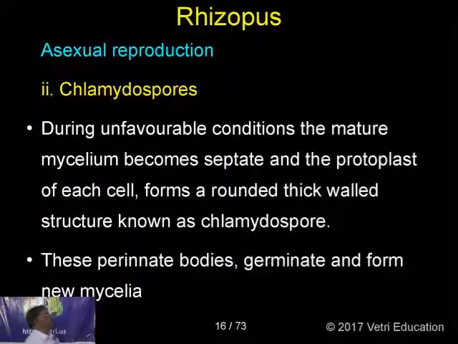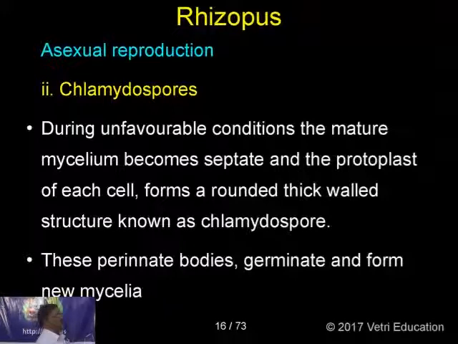Another way of asexual reproduction is by the chlamydospores. The other day I told you already, the chlamydospores are thick-walled spores. During unfavorable conditions, the mature mycelium becomes septate. Actually it is a septate mycelium, but during the formation of chlamydospores, septa are formed and the protoplast of each cell rounds up and forms a thick wall around it. These are known as chlamydospores. These are perennating bodies, so that they can tide over the unfavorable conditions. After when the conditions are favorable, they germinate and form into new mycelia.